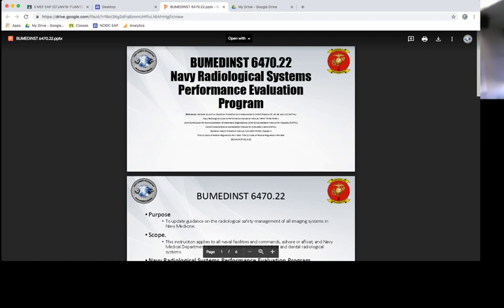How's that safety one? 5100.19 should be good. I had to add hearing to it, so if you go in there and look at it now, you should have the hearing conservation stuff. Okay, cool.